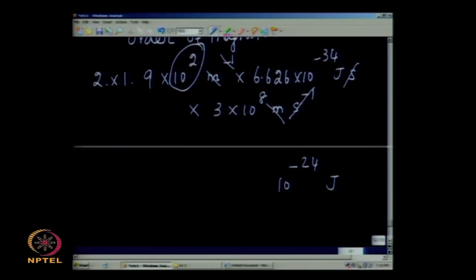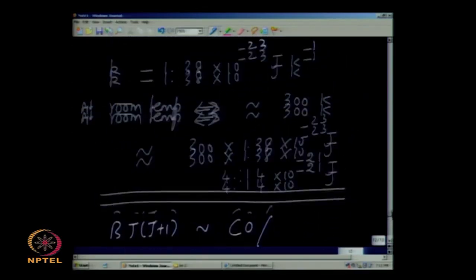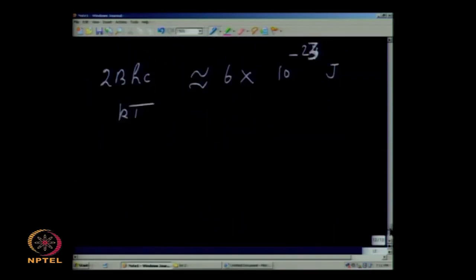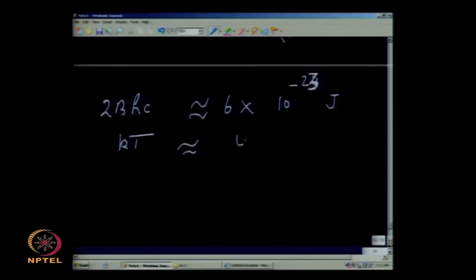The energy is in joule because the joule second, second inverse, and the meter inverse cancel out. So, the dimension is that of the energy, and you have roughly 3.8 here into another 3 into another 6.6. So, you are looking at about 18, about 20 into 3, approximately 60. So, let me write this in a gross approximation as 6 into 10 raised to minus 23 joules. Given this as the 2BHC and given kT earlier as approximately 4.14 into 10 raised to minus 21.